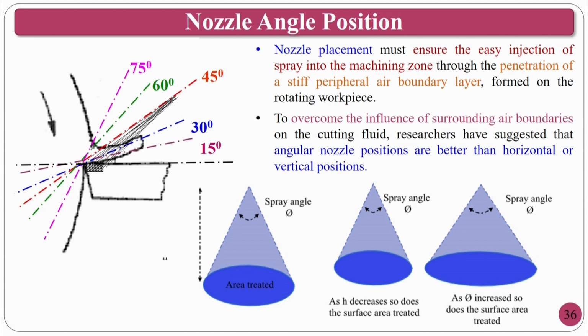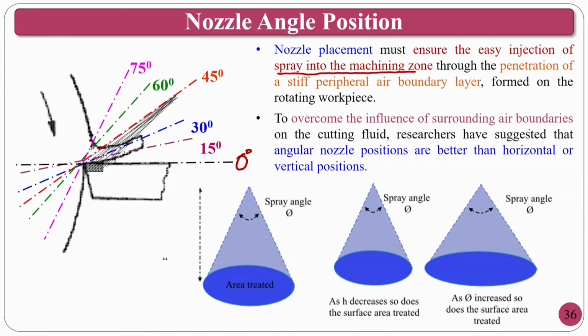So the nozzle angular position, if you see here, is 0 degrees, which is the horizontal one. From 0 degrees we go ahead. The testing is done between 15 degrees to 75 degrees, and sometimes it is also done for 90 degrees. So nozzle placement must ensure easy injection of spray into the machining region. It has to ensure that my nozzle angular position directs my cutting fluid mist into the machining region, that is the chip-tool interface region. It also needs penetration of the stiff peripheral air boundary layer formed on the rotating workpiece.